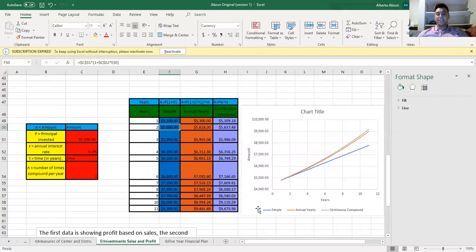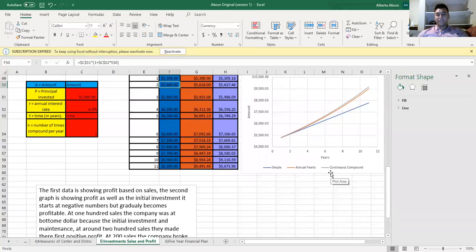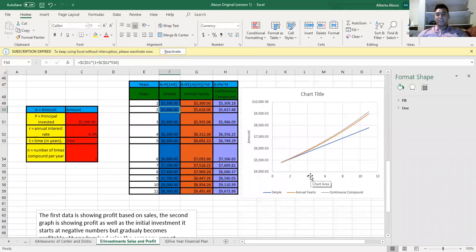And then on the chart, you can see that our blue line right here is our simple interest. Our second orange line is our annual compound, and then third is our continuous compound. And you can see how these compound interest rates are moving up. So depending, if you are investing or like you have a car loan, you don't want any compound interest.